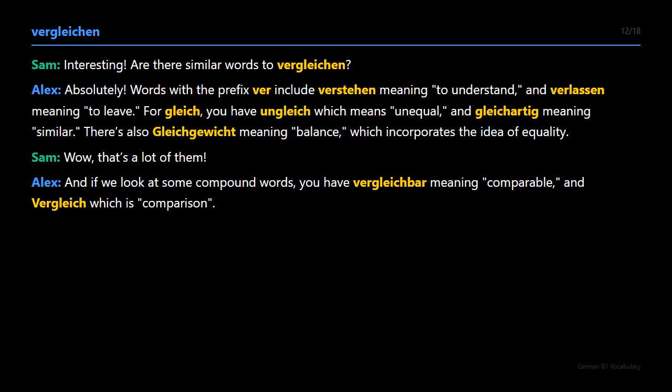ungleich, which means unequal, and gleichartig, meaning similar. There's also Gleichgewicht, meaning balance, which incorporates the idea of equality. Wow, that's a lot of them.